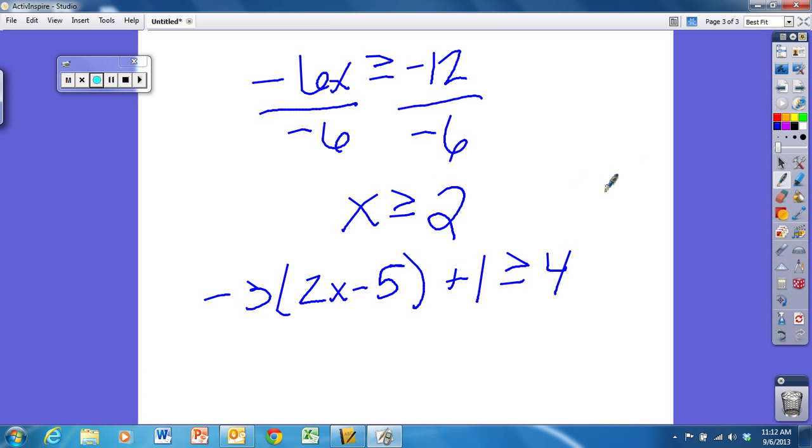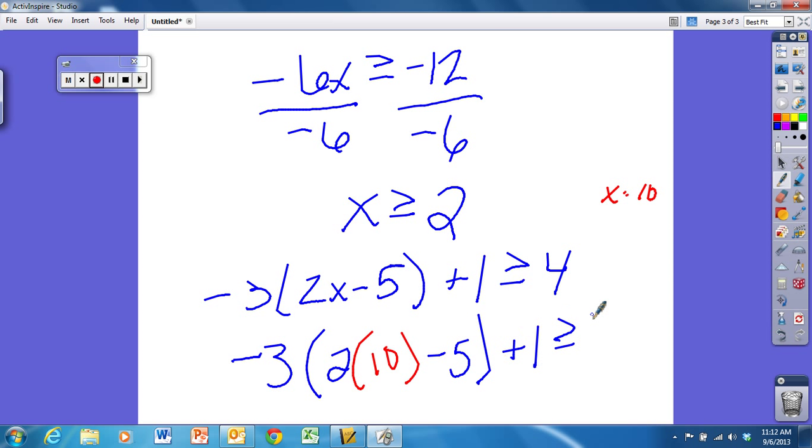So we're going to let x be 10 for right now, just to try it out, to check. So then we're going to say negative 3 times 2 times 10 minus 5 plus 1 is greater than or equal to 4. 2 times 10 minus 5, 20 minus 5 is 15. Negative 3 times 15 is negative 45 plus 1 is not going to be greater than or equal to 4. This is going to be negative 44, so this is not true. So that's why this is not correct.